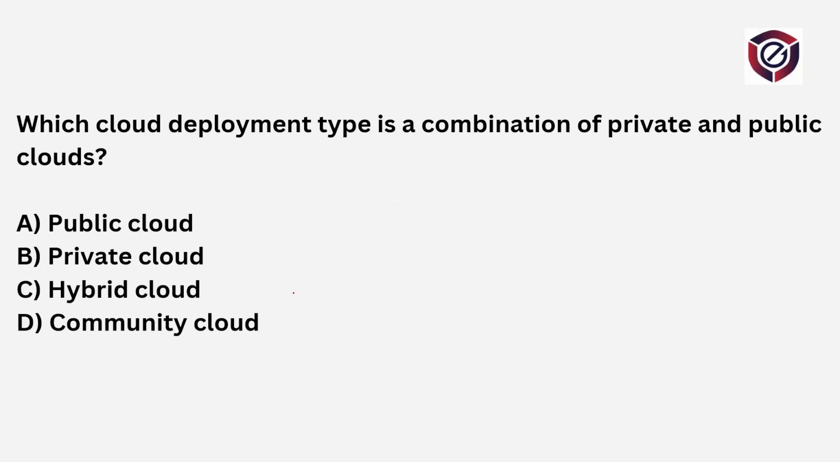Which cloud deployment type is a combination of private and public? So remember, whenever a question comes regarding combining or mixing both things, that is private as well as public, it is always a hybrid cloud. The name itself suggests hybrid means private plus public. Whenever we integrate them in a single cloud deployment type, it is called a hybrid cloud. Remember this. So the correct option is option C.